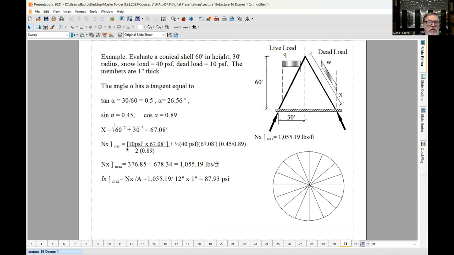So here's my dead load calculation: 10 times 68.08 divided by 2 and times 0.89, which is my cosine. On the right-hand side is my live load, 1/2 times 40 PSF times 67.8, divided by the 0.45 and 0.89. Here are my two values finally coming together. I get 1,055 pounds per foot as my load. And my stress condition acting on that member, it's a 12-inch by 1-inch member, would be 87.93 PSI in axial compression.